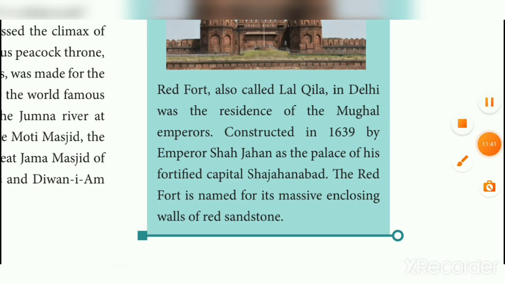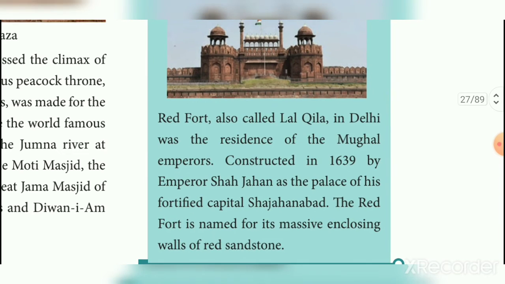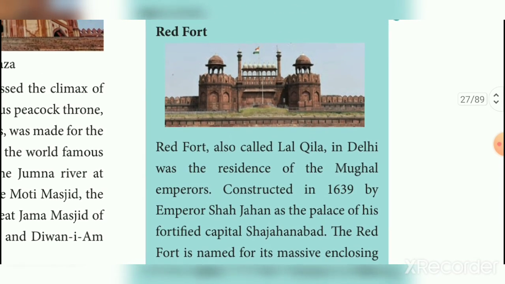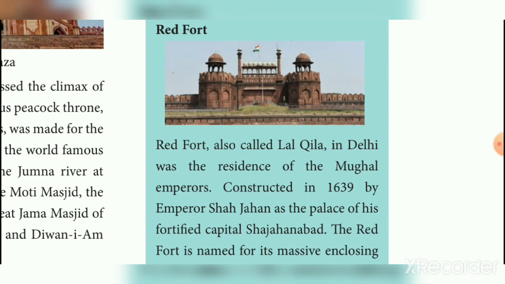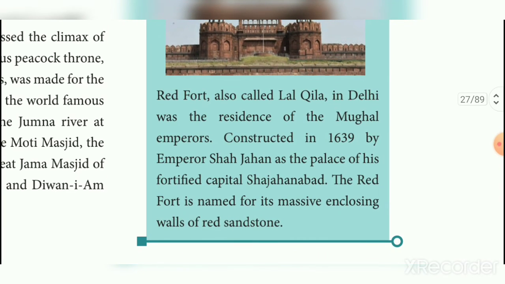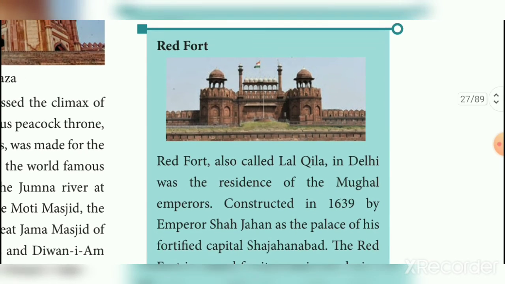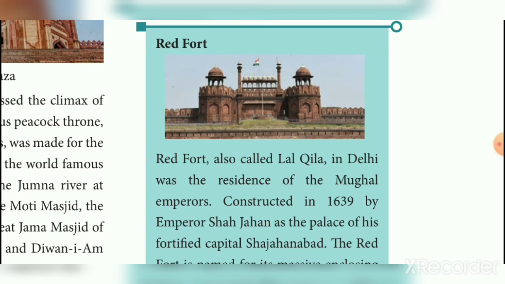It was built by Emperor Shah Jahan. Note this word, the Red Fort was built by Shah Jahan as the palace of his fortified capital Shahjahanabad. So a city Shahjahanabad was built, and in that city the Red Fort was constructed. The Red Fort is named for its massive enclosing walls of red colored sandstone. Why was it called the Red Fort? Because the wall is fully made up of red colored sandstone. So it was called the Red Fort. Very important monuments in our country.